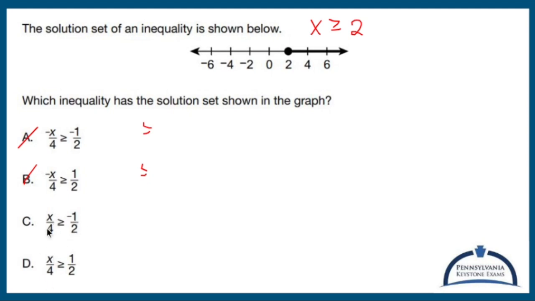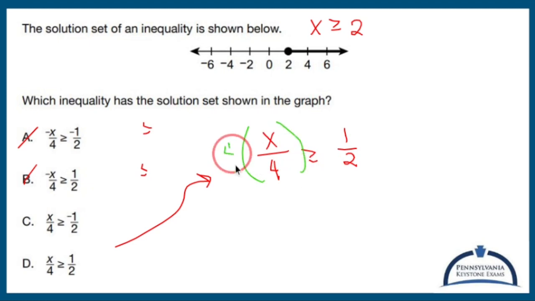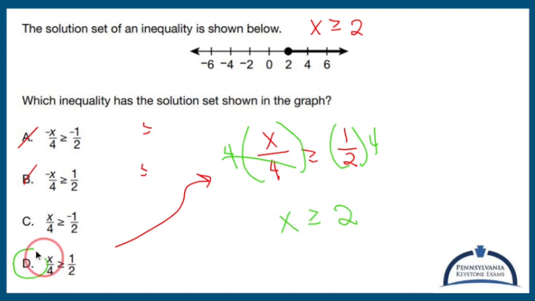Okay, now I have a hunch that if I were to do C, I'd multiply both sides by 4 and I would get negative something, which is what I don't want. So let me try D. Okay, I'm going to rewrite D. X over 4 is greater than or equal to a half. In order to get x all by itself, I'm going to multiply both sides by 4, like so. 4 times a half is 2. X is greater than or equal to 2 is exactly what I want. The answer is D.